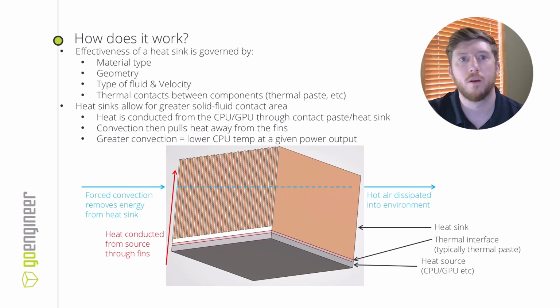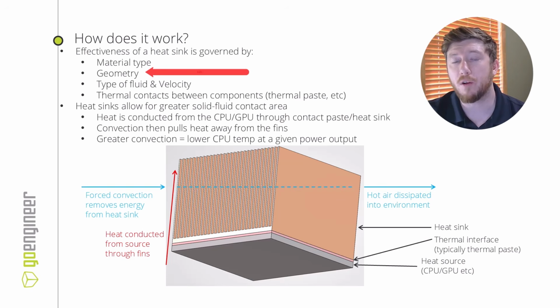How does it work? How effective a heatsink is at dissipating energy is heavily dependent on a few important parameters. First and foremost is material type. The higher thermal conductivity a material has, the better that material will be at conducting heat through the fins. Geometry is another factor. We want to increase surface area as much as possible so that we expose more of the heatsink to convection from our fluid. This is why we see many heatsinks with tall, thin fins.